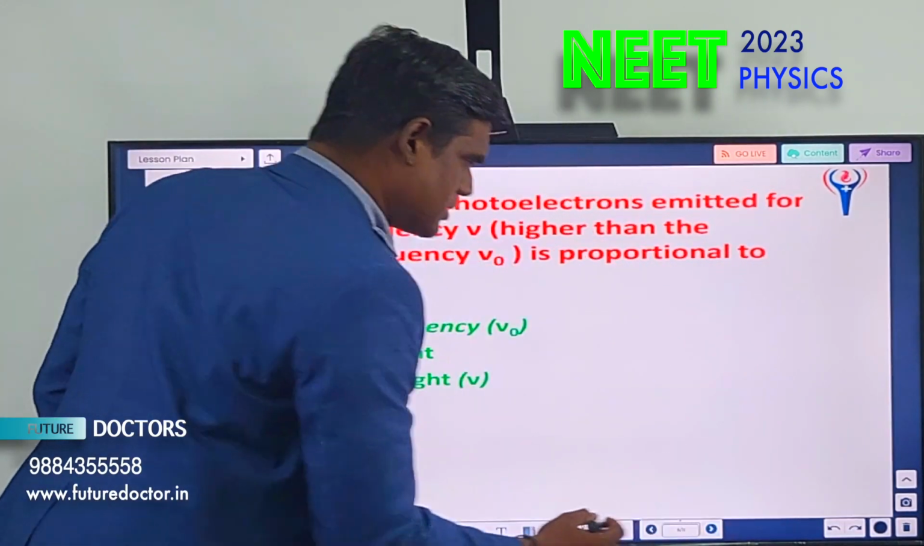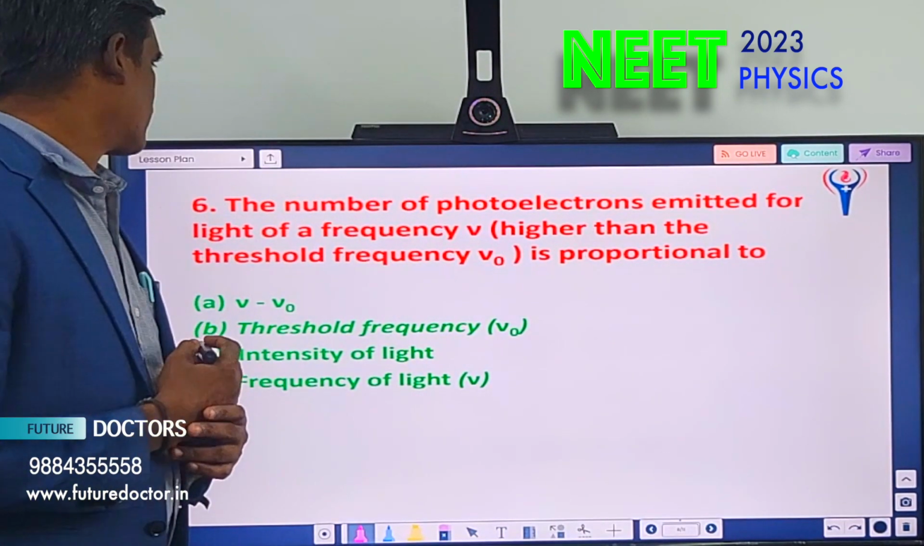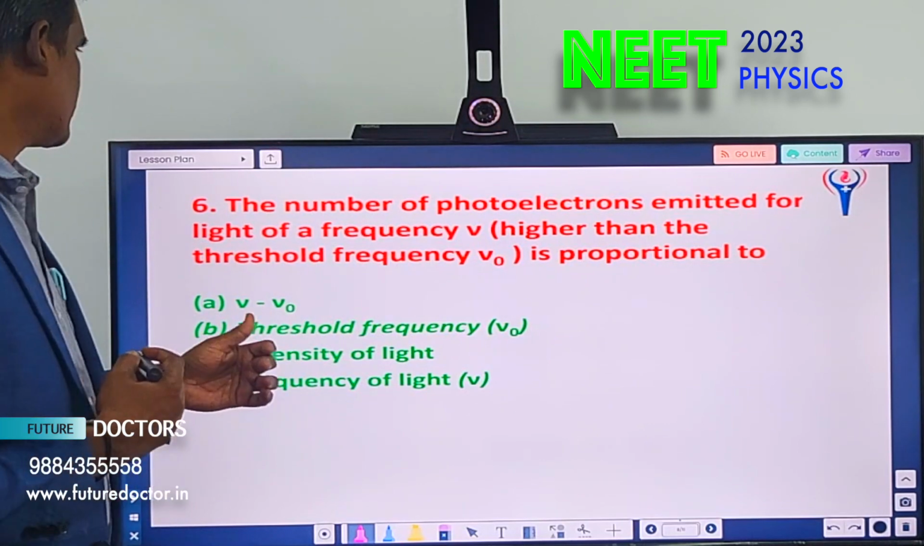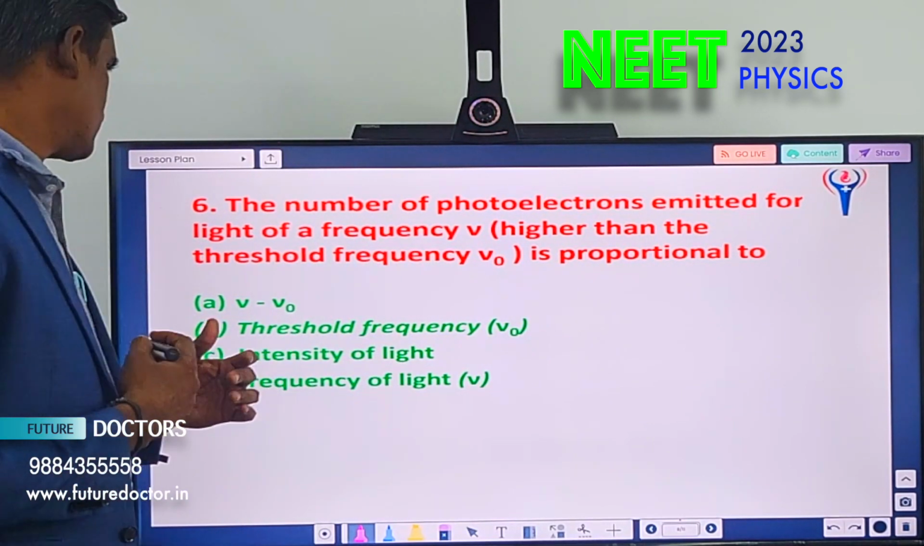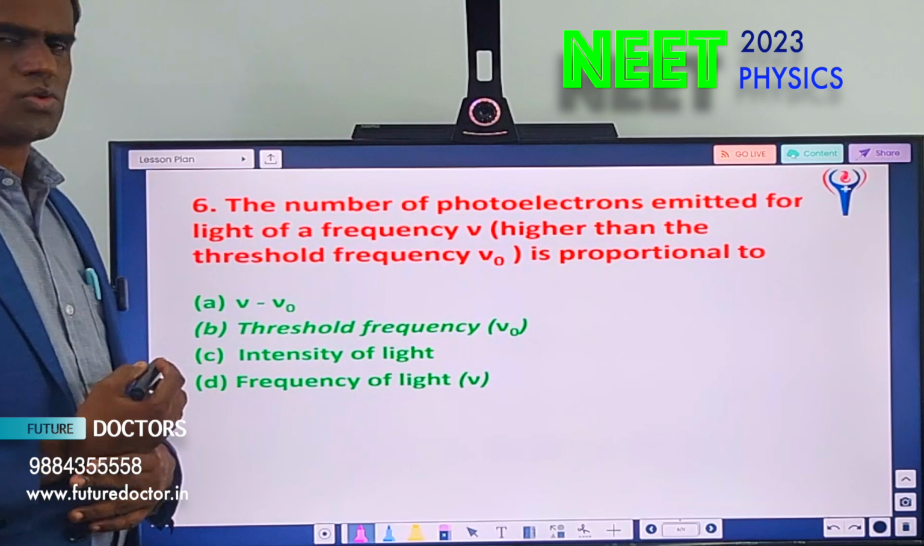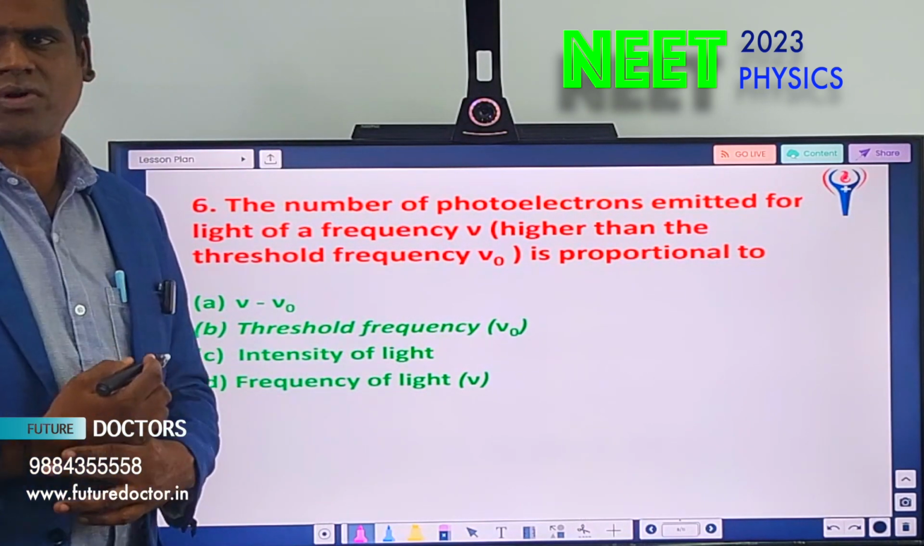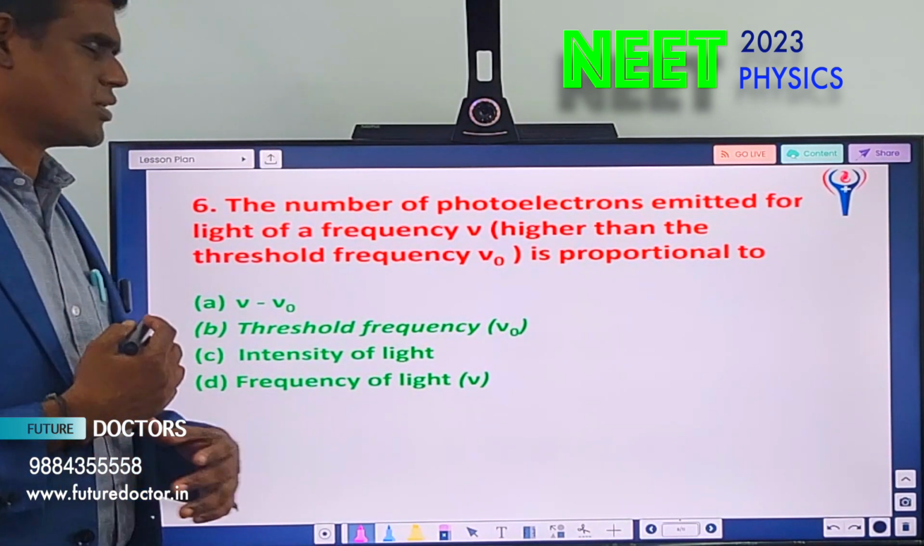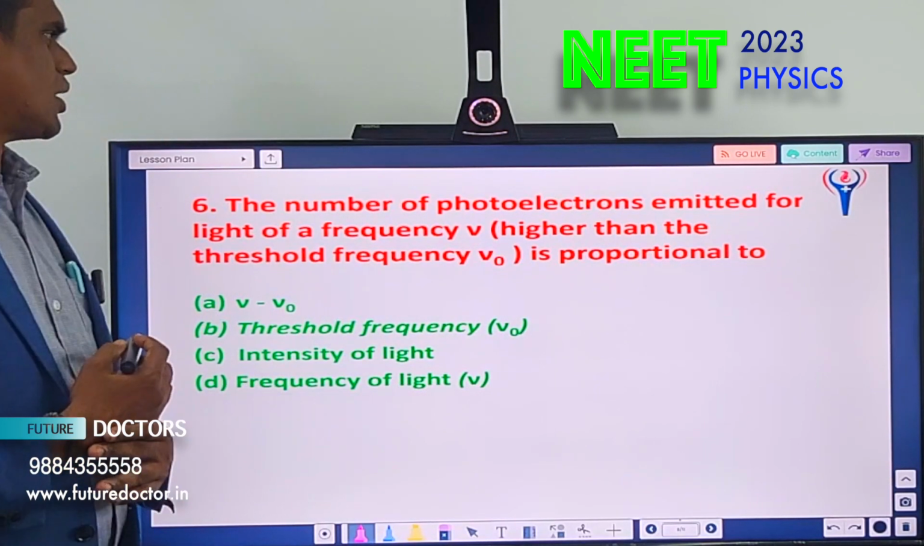Let's move to question number 6. The number of photoelectrons emitted for light of a frequency nu higher than the threshold frequency nu naught is proportional to dash. Option A nu minus nu naught. B option threshold frequency nu naught. C option intensity of light. D option frequency of light nu.